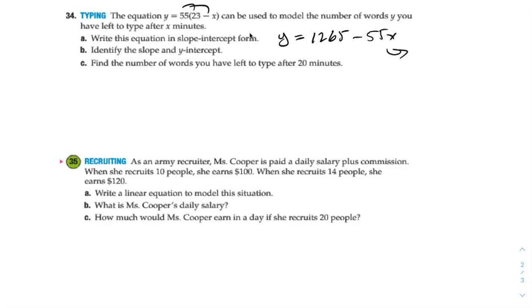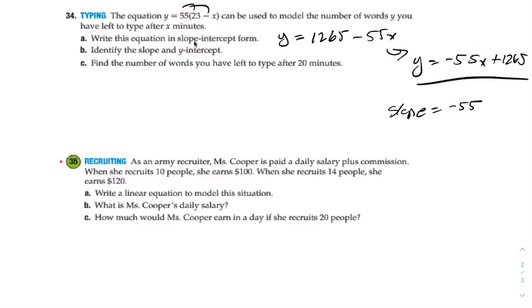I guess technically slope intercept form should have x before the constant. So there we go. So that's my equation in slope intercept form. Then find the slope and the y-intercept. Well, the slope would be the thing next to the x, the coefficient of the x, which is negative, and the y-intercept would be the constant, the thing with no variable.